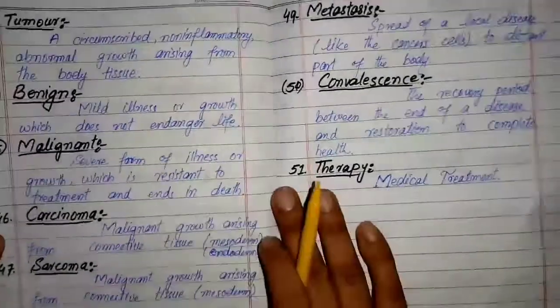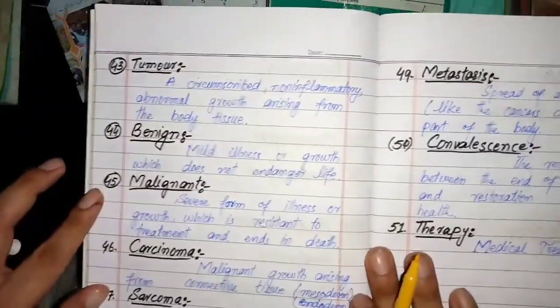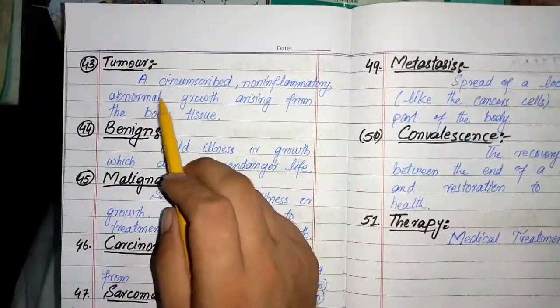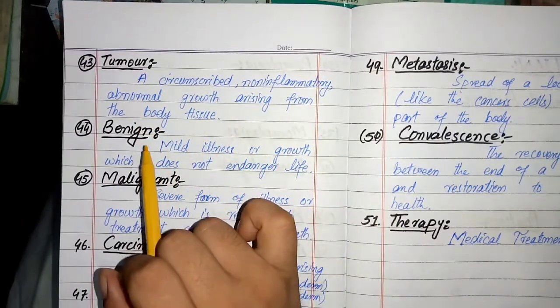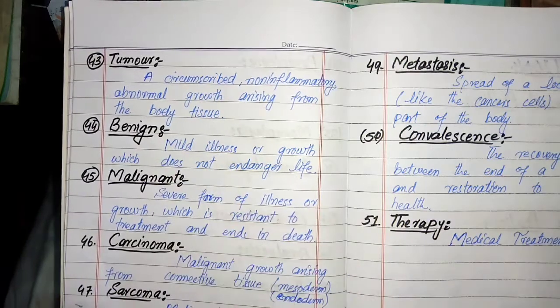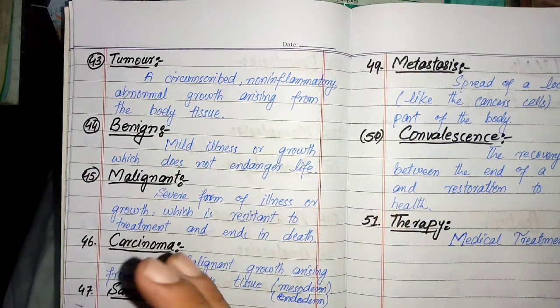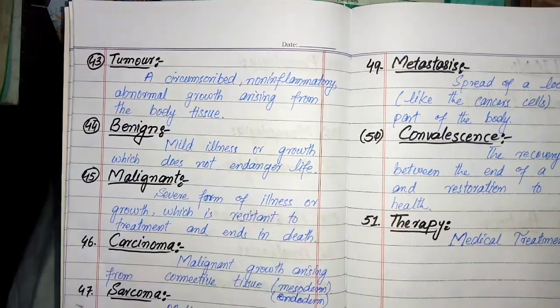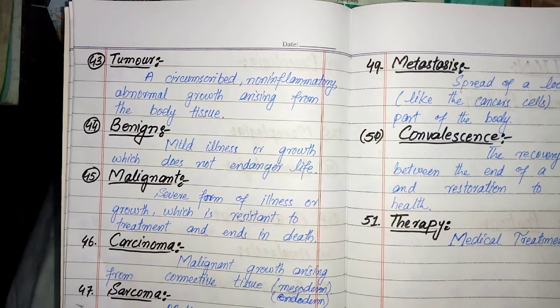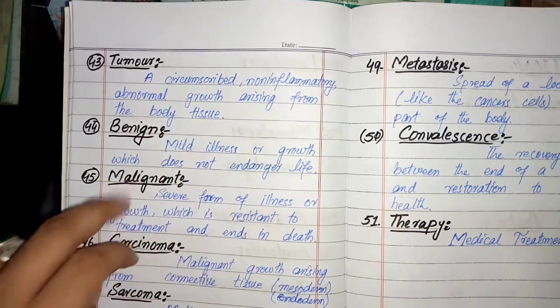So here we have another term, which is tumor. What is tumor? Tumor is a circumscribed non-inflammatory abnormal growth arising from the body. I also told you before that tumor is actually part of what is called cancer, where abnormal growth occurs in any tissue of the body. It is a non-inflammatory abnormal growth arising from any body tissue, so this is called a tumor.